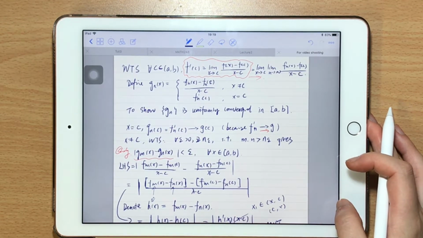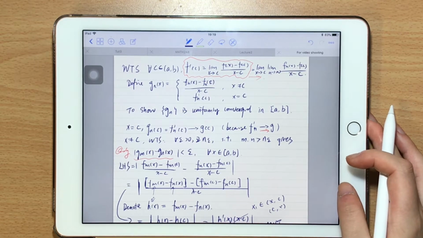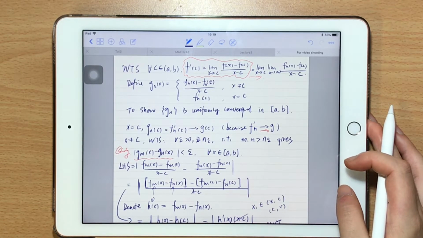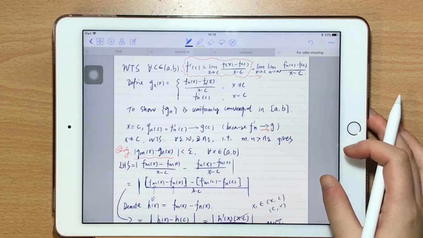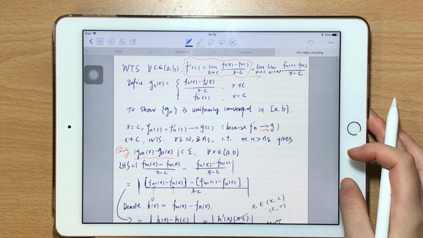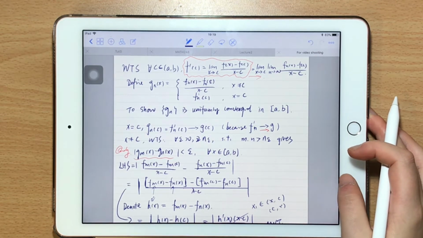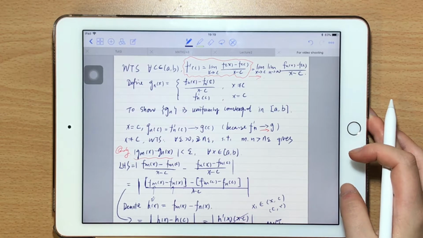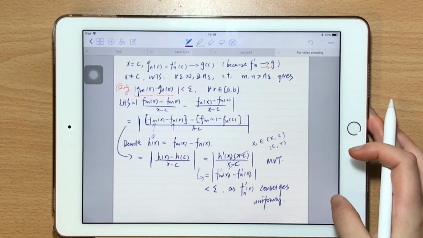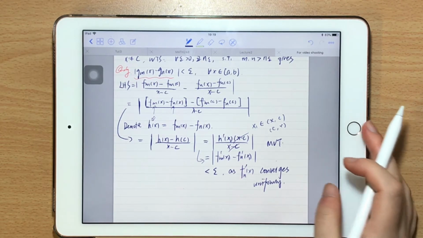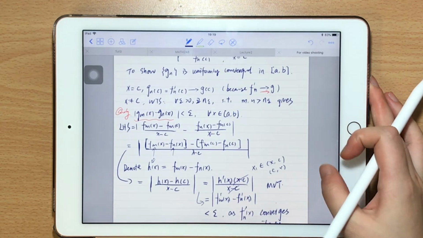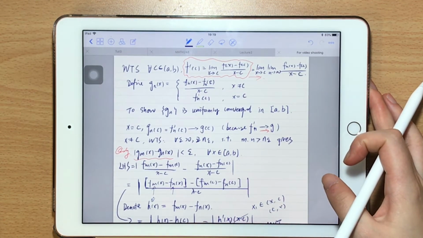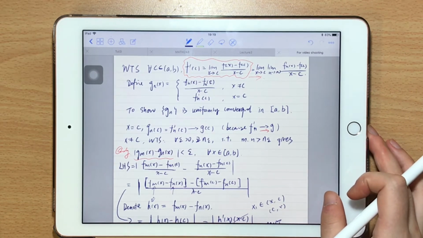I'm sorry, I said before that I want to show g_n(x) is converging uniformly to g. Well, it's not wrong, g_n can converge uniformly to g. Yeah, that's true. I'm sorry, I thought I said something wrong, but okay. This is not the end of the proof, because we haven't shown that f_n is converging to f uniformly.